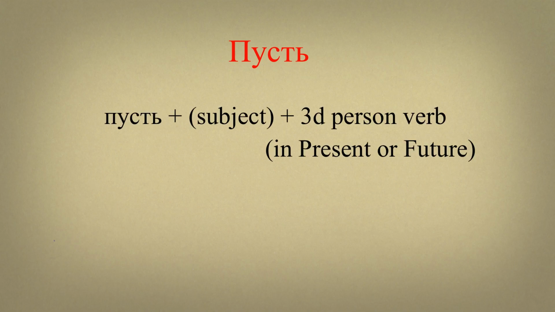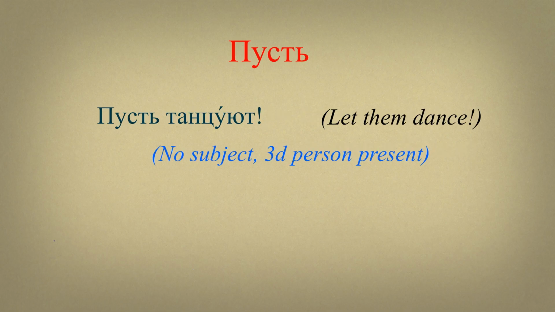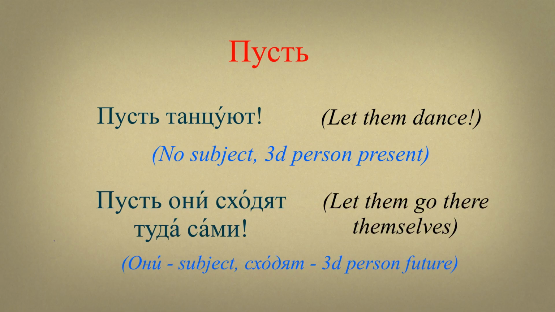Also, пусть is used to form the third person imperative. The structure of the sentence is following. Пусть plus subject plus third person verb in the present or future tense. Let's read examples. Пусть танцуют. Пусть они сходят туда сами.